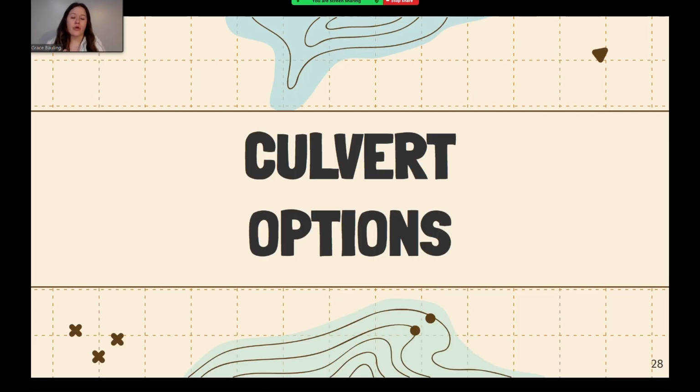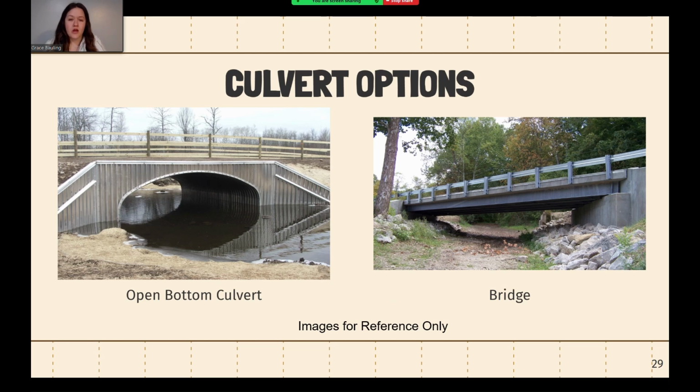I'm going to take you through our culvert options. We're going to compare the open bottom culvert to the single span bridge. We used a RACI matrix comparing maintenance, cost, environmental impact, sustainability, and appearance.